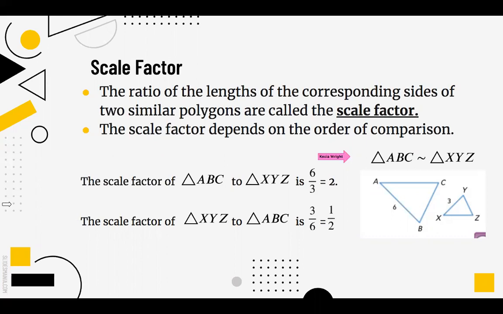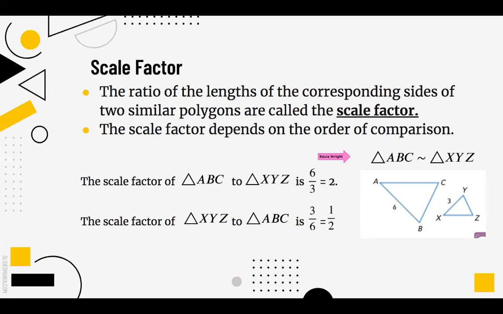And so notice that our scale factor for the first one is asking us to go from ABC to XYZ. So that means that our scale factor is going to be 2 because we're going from ABC to XYZ. So AB is 6, XY is 3. So 6 over 3 gives us 2. In the second one, we're going from XYZ to ABC. So XY is 3, AB is 6, so 3 over 6 is a half. Okay, any questions?